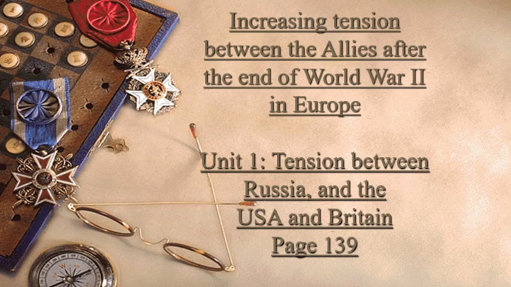Today's lesson is a continuation of the previous lesson in the sense that we're going to continue looking at the increasing tension between the Allies after the end of World War II in Europe. As discussed in the previous lesson, I explained to you that the problem was the ideological differences between the Allies. Russia was a communist state and the rest of the Allies were all capitalist states.